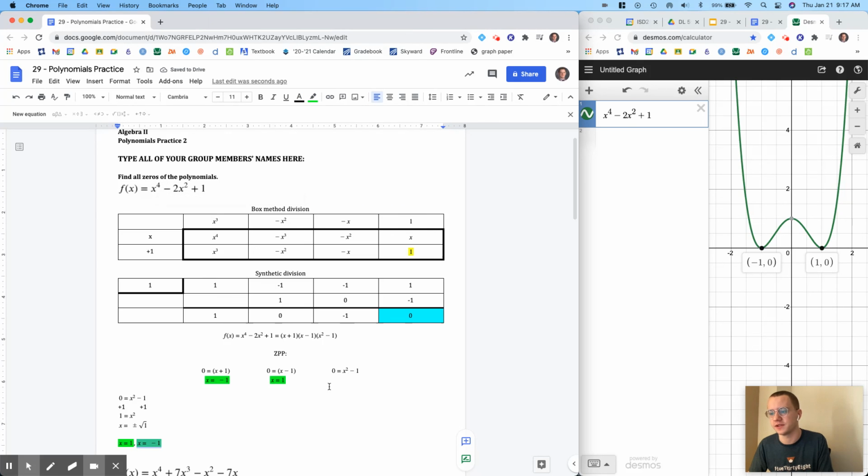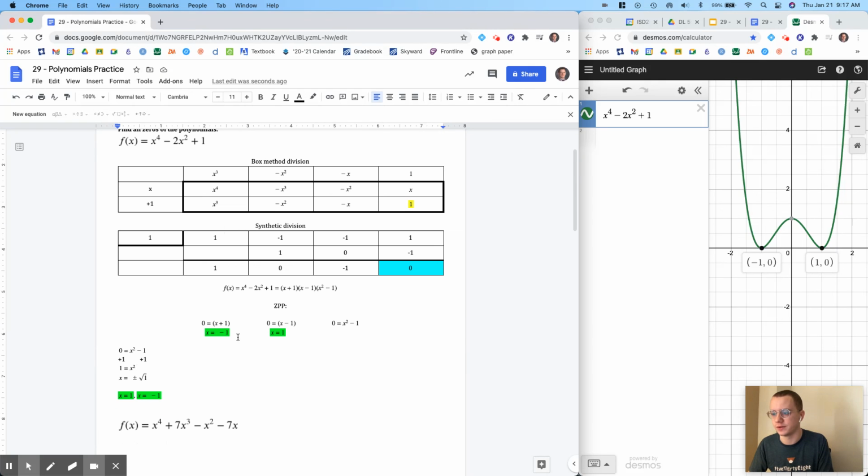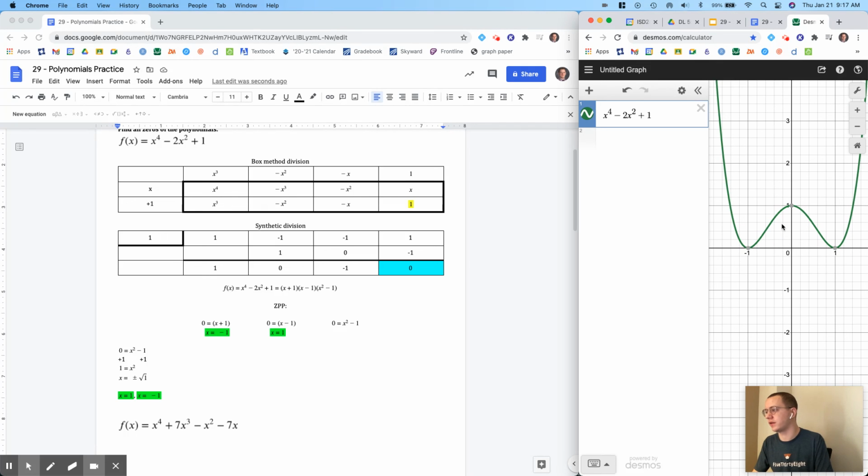The fundamental theorem of algebra says I have 4 answers. And so I have 2 double roots on this problem. I have a double root at x equals 1 and a double root at x equals -1. And that makes sense because of the way that the graph looks too. So a lot of ways to check to make sure your answers work and make sense. And a couple of things about inserting work into Google Docs.